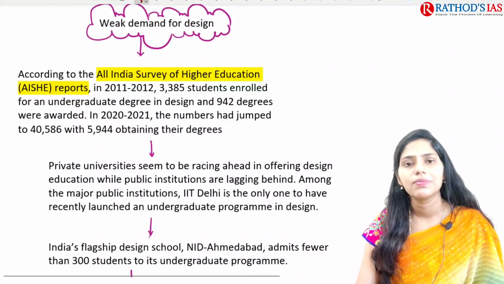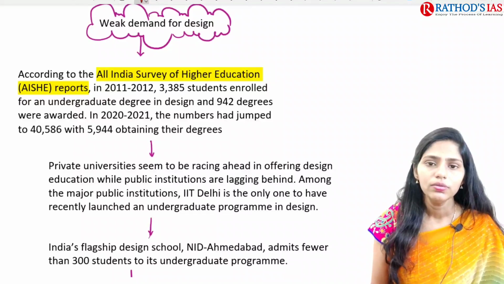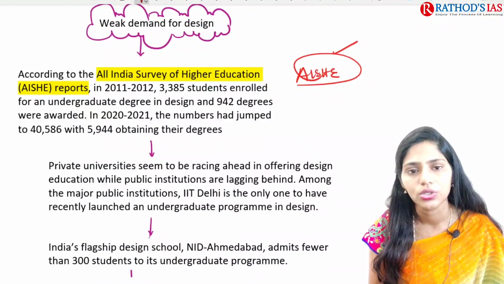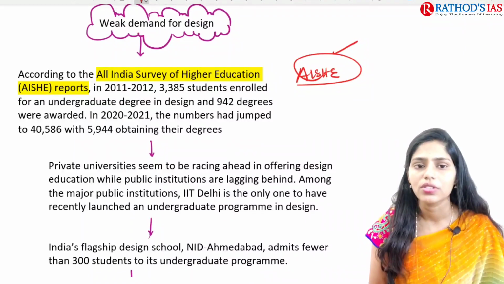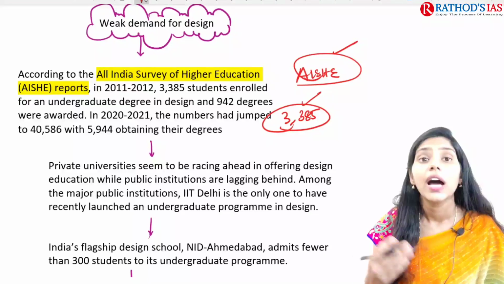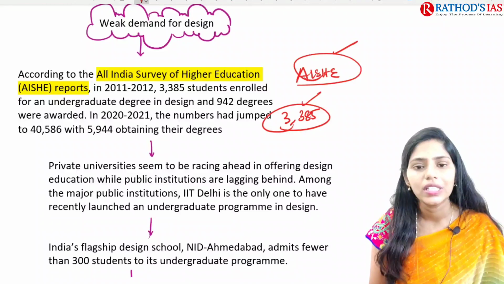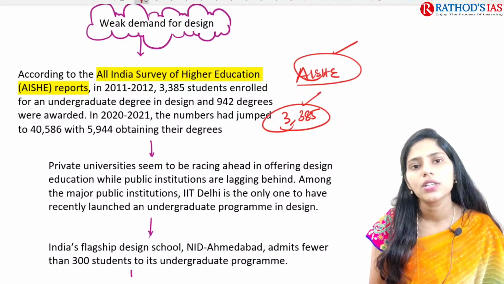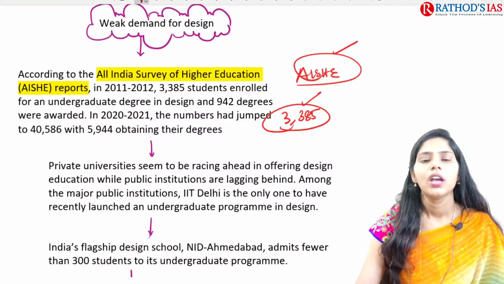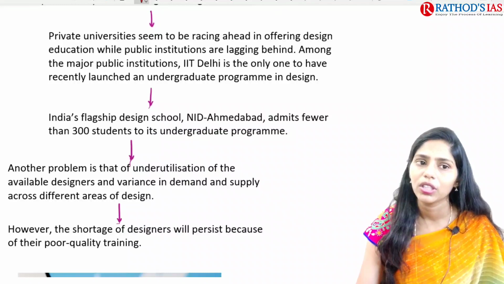And if you're talking about the demand for design education, we can see there was very weak demand. According to the AISHE reports, that is the All India Survey of Higher Education reports, in 2011 to 2012 about 3,385 students enrolled in undergraduate education, and out of this, 942 degrees were awarded. In 2020 to 2021, the number has jumped to 40,500. And the private universities are racing ahead when compared with the public institutes.